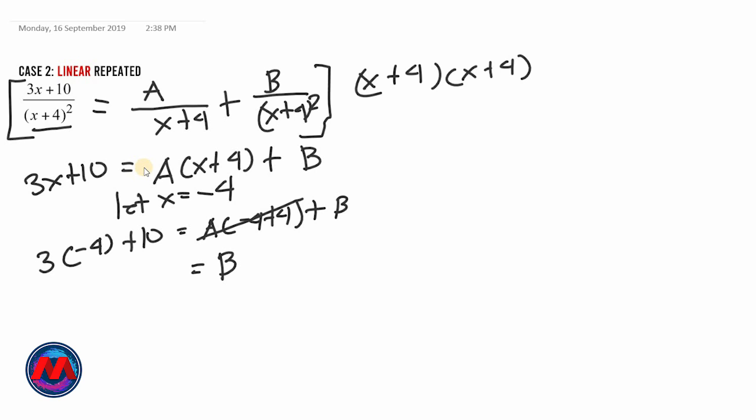So, 3 times negative 4 is negative 12 plus 10 is negative 2. Tama ba? Yes, I think tama. Hopefully, tama. Yon. Alam na natin yung value ng b. Now, let's try looking now for the value of a.